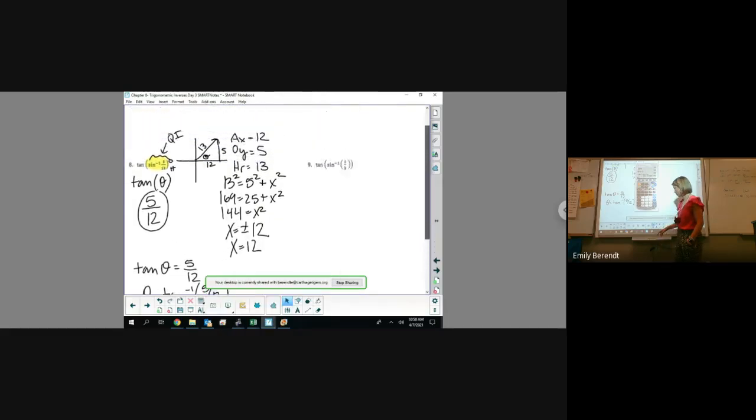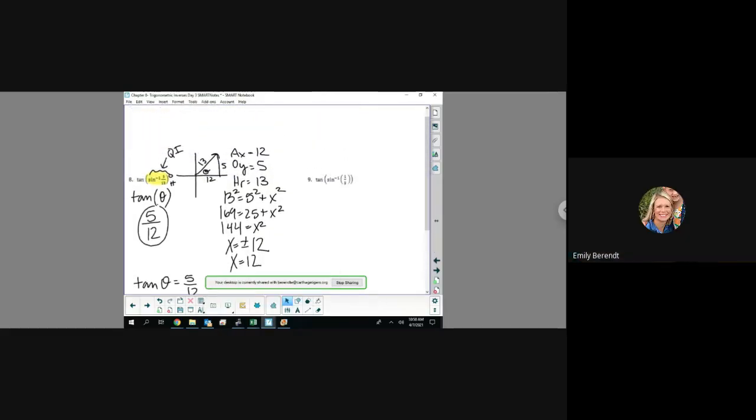Cool. Okay, just a refresher. Number 9. Tangent of the inverse sine of 1/3. Unit circle, not unit circle? Which one? Not. 1/3 is not a ratio on the unit circle. So pay attention to the ratio. Is it positive or negative? And that's going to tell you what quadrant you're in. The inverse sine of a positive ratio gives us, we are in Q1 again.